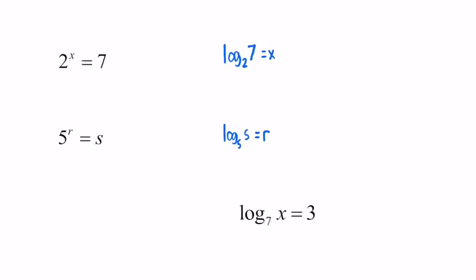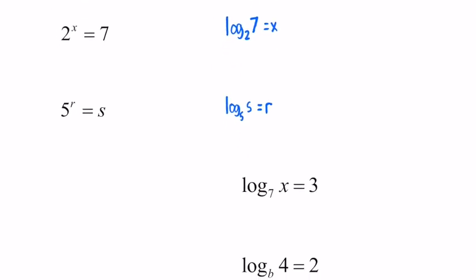If we're working in the other direction, starting with the logarithmic form and writing the equivalent exponential form, if we start with the logarithm base 7 of x equals 3, the base would still be 7. The answer of the logarithmic equation is the exponent of the exponential equation. So here it would be 7 raised to the third equals x.